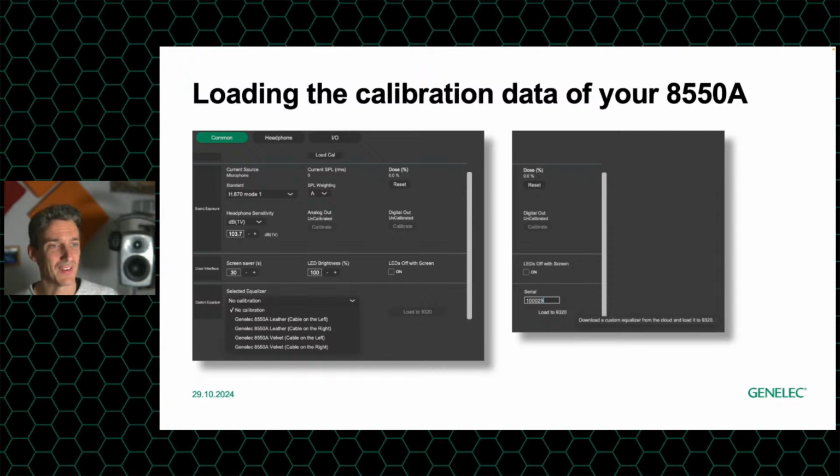And then the most important thing is that you enter the serial, and then you would just click on load to 9320. And then the cloud is doing the magic once more. So the file is just transferred to you and loaded into the 9320. And of course, it will stay there. So there's no need for an internet connection then if you want to use your headphones. It's just then stored in the 9320.